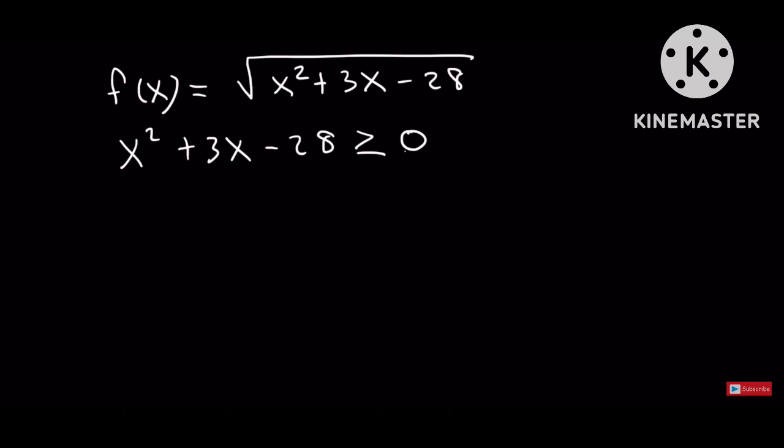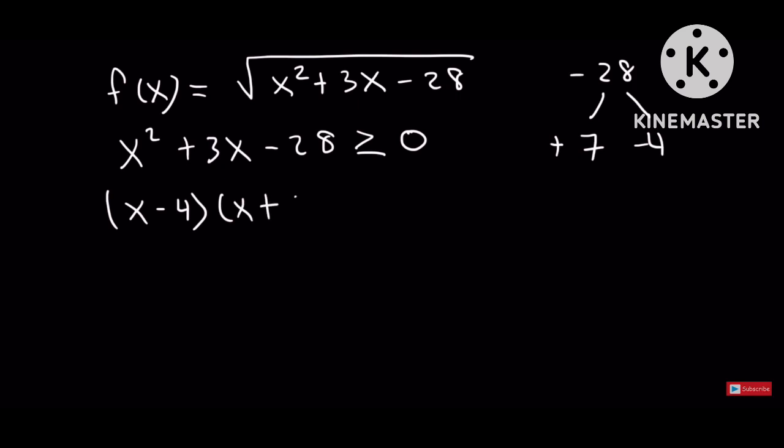Now we need to factor. So let's find two numbers that multiply to negative 28, but that add to 3. So we have 7 and 4. Now I need to add up to positive 3, so we're going to use positive 7 and negative 4. 7 plus negative 4 is positive 3, and 7 times negative 4 is negative 28. So to factor, it's going to be x minus 4 times x plus 7. So x can equal 4 and x can equal negative 7.